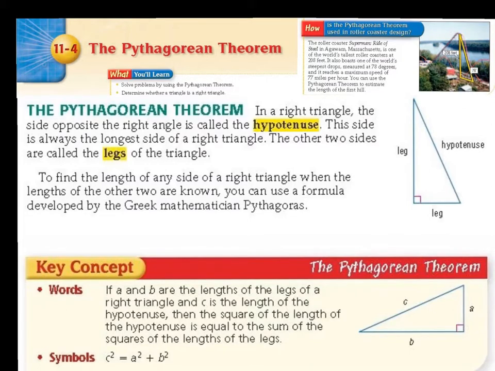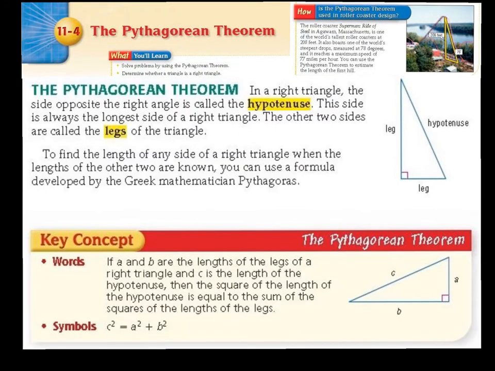you can use a formula developed by the Greek mathematician Pythagoras. If a and b are the lengths of the legs of a right triangle and c is the length of the hypotenuse, then the square of the length of the hypotenuse is equal to the sum of the squares of the lengths of the legs. We're used to seeing this in alphabetical order: a squared plus b squared equals c squared.